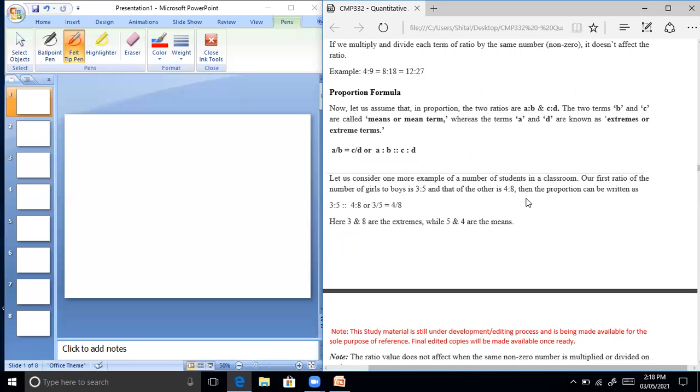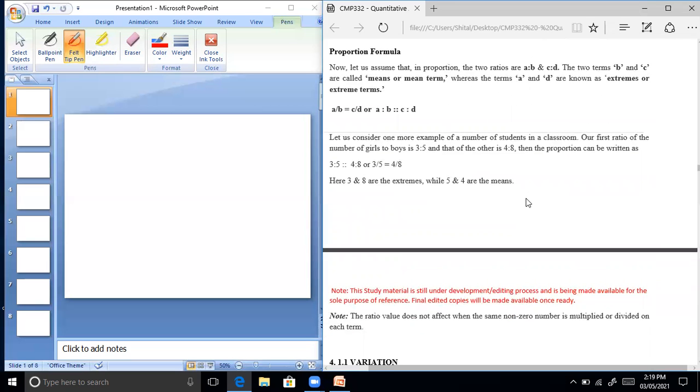Let us consider one more example of the number of students in a classroom. Our first ratio of the number of girls to boys is 3 by 5 and that of the other is 4 by 8. Then the proportion can be written as 3 by 5 and 4 by 8.